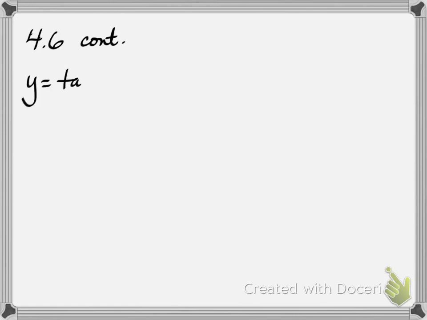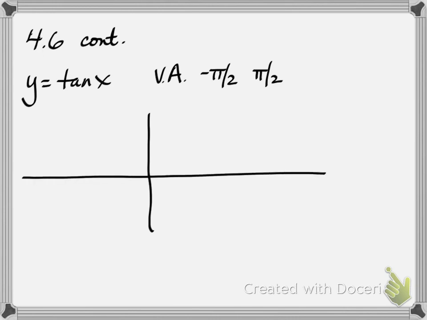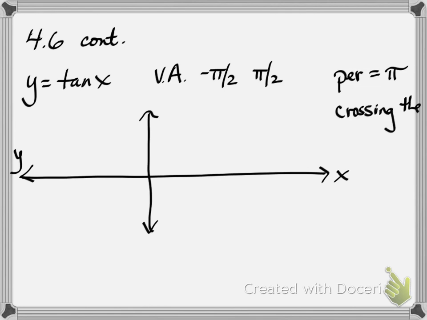So if you have y equals tangent of x, please just remember you have vertical asymptotes at negative pi over 2 and positive pi over 2. And what I want you to know about tangent, let's go ahead and start to graph it, is that it has a period of pi. And what else do I want you to know? It crosses the midline halfway between the asymptotes.